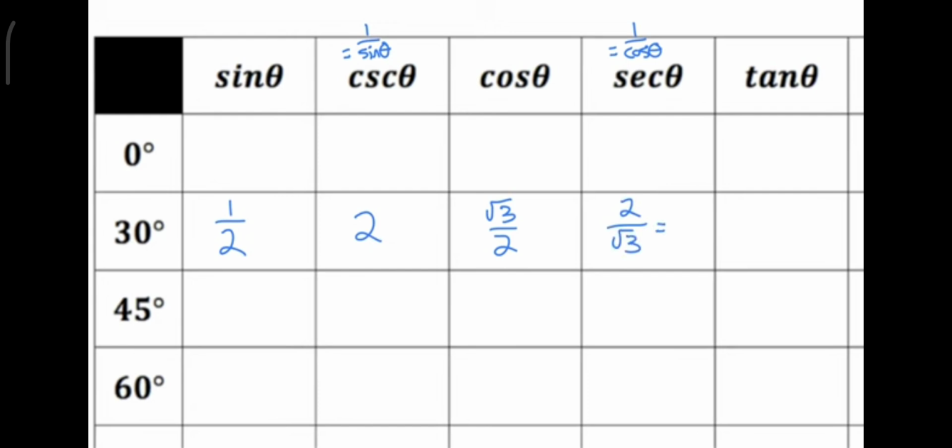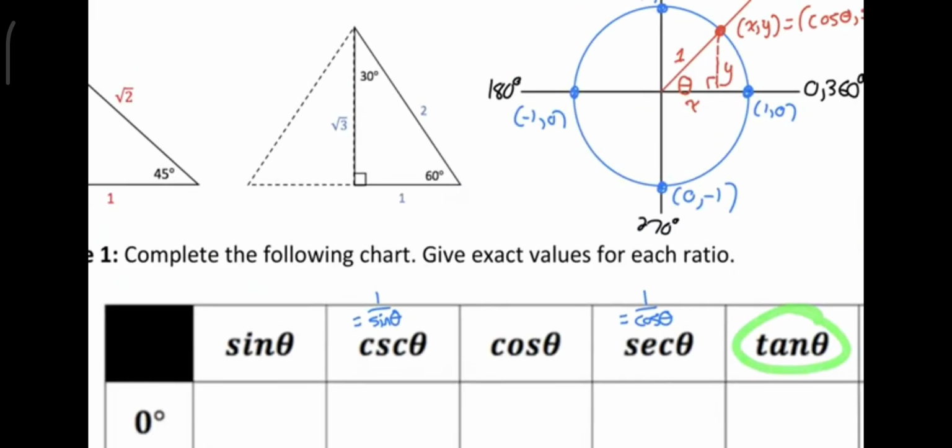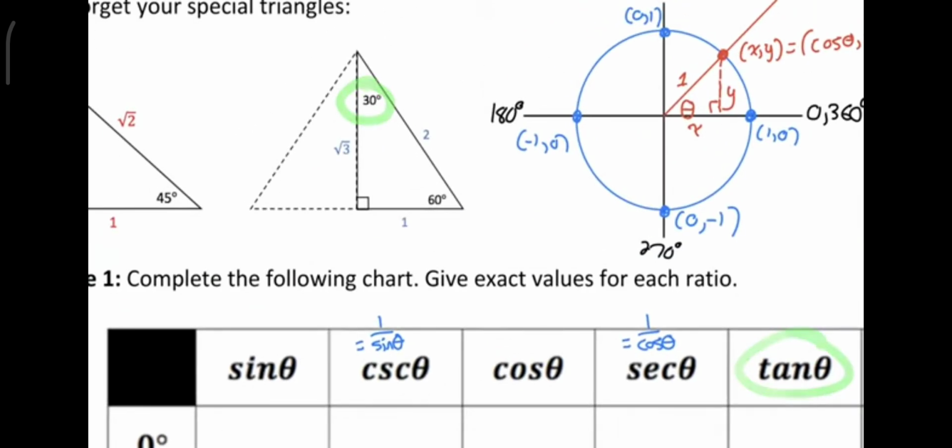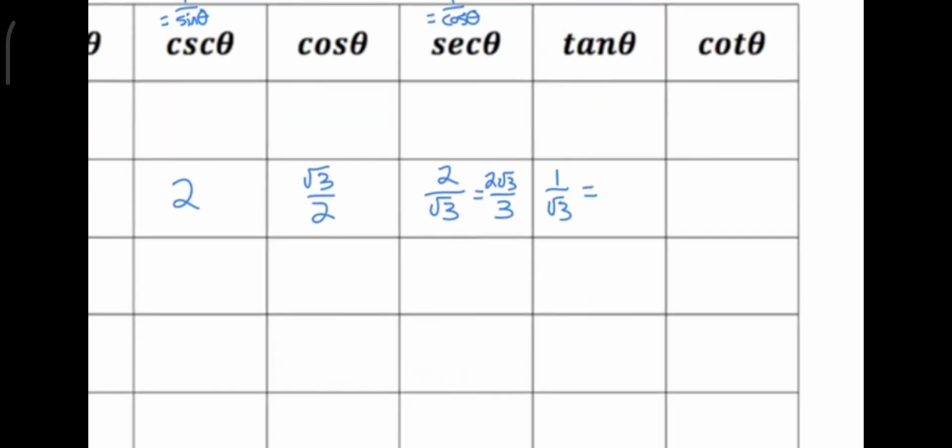If we multiplied top and bottom of that by root 3, we would have 2 root 3 over 3. And now let's do tan of 30 degrees. So from the special triangle, tan of 30 means opposite over adjacent. That's 1 over root 3. If we rationalize that denominator by multiplying top and bottom by root 3, I get root 3 over 3.